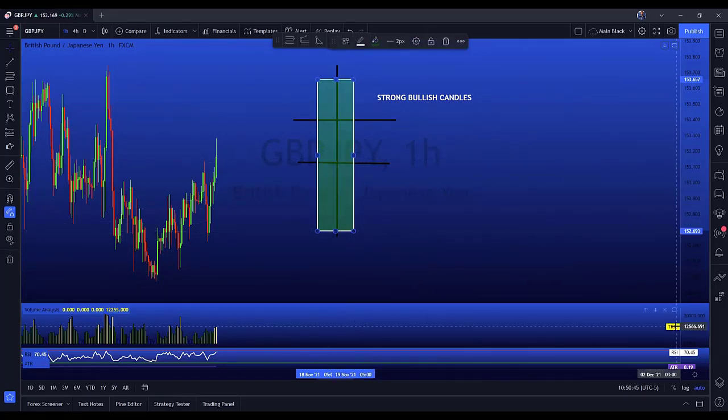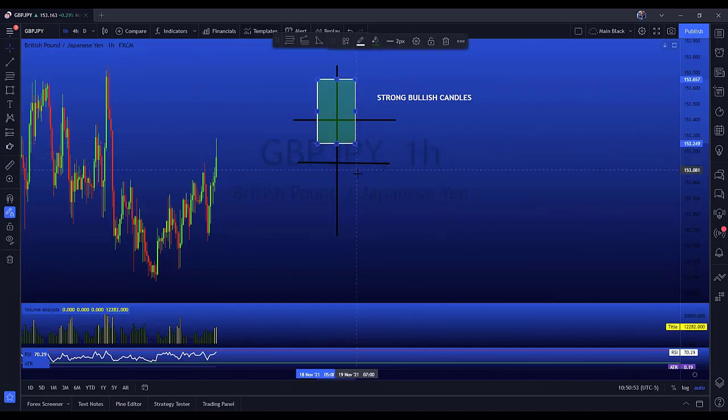What is this? A strong bullish candle. Why? Because the close was in the upper third of the range. Remember, this whole wick represents the range. Once again, give me a yes if you guys are with me. Yes, yes, yes. Okay.